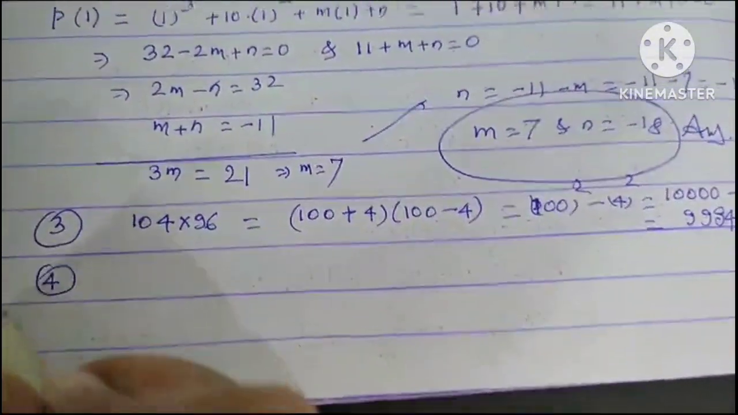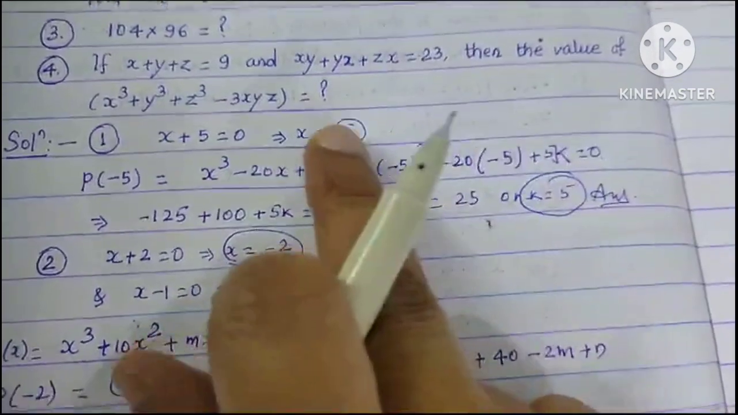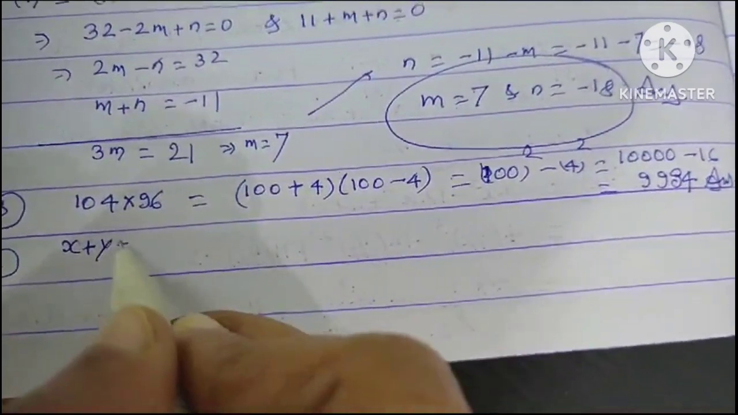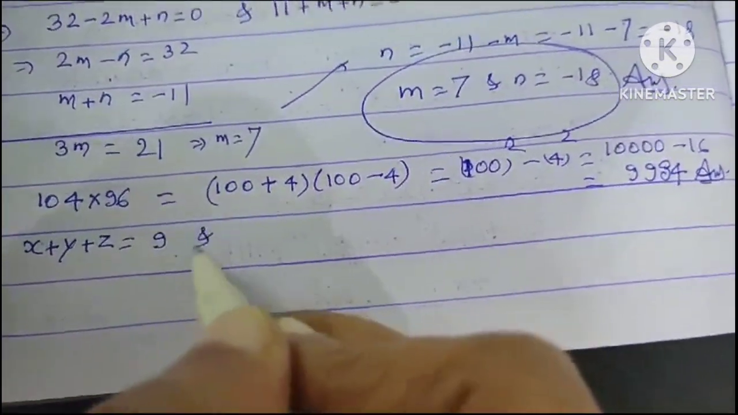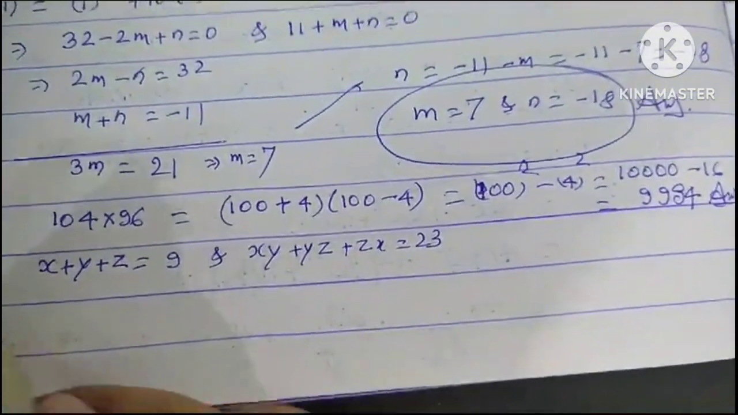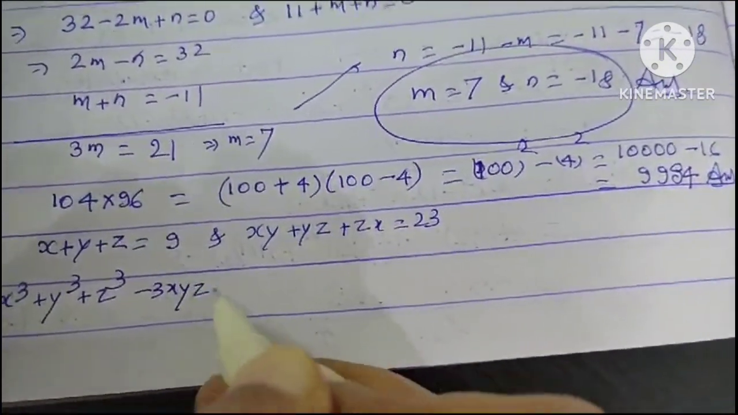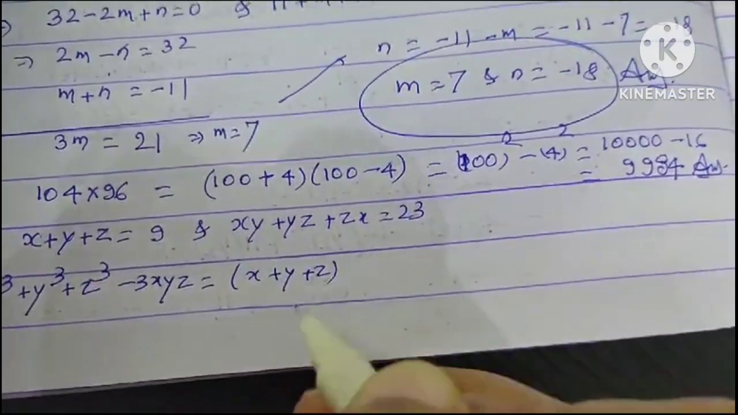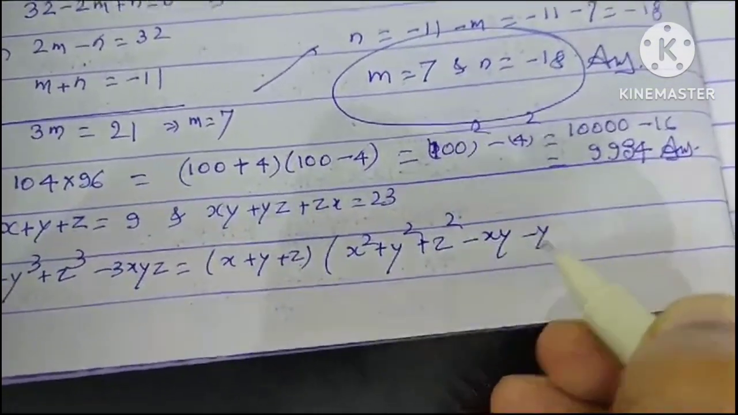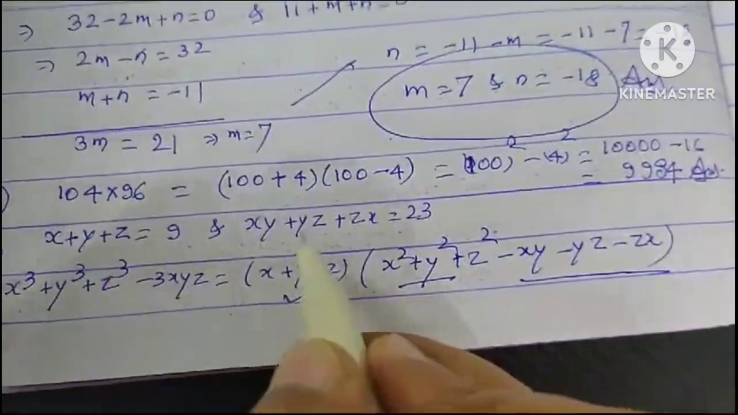So let's do the last one. Last one is, if x plus y plus z equals 9 and xy plus yz plus zx equals 23, then find the value of x cube plus y cube plus z cube minus 3xyz. We have the formula x cube plus y cube plus z cube minus 3xyz is equal to x plus y plus z into x square plus y square plus z square minus xy minus yz minus zx. We have been given x plus y plus z and xy plus yz plus zx; only x square plus y square plus z square is needed, so we will find it from here.